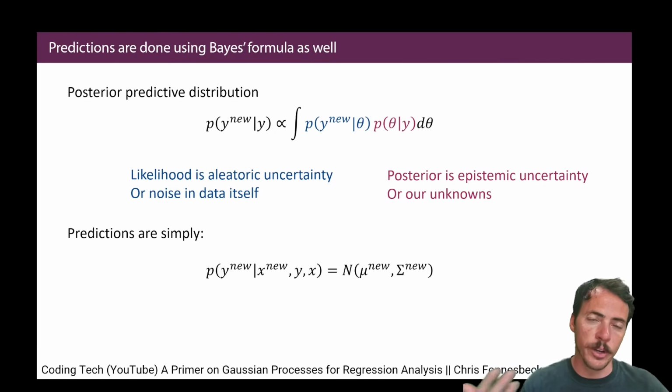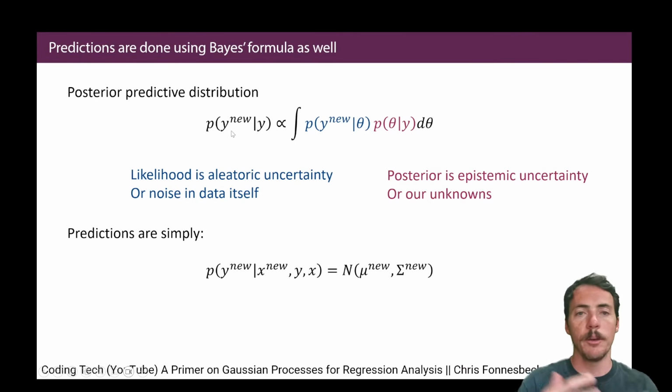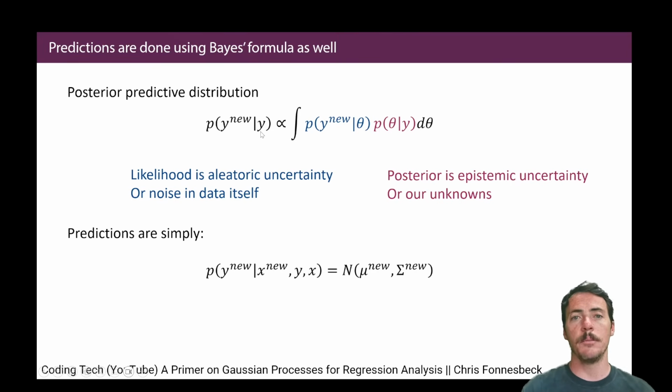When we actually go about making predictions, the posterior predicted distribution looks like this, right? So you've got some new data point that you're trying to predict, given the data points that you know, these y values. That's going to be the integral of these two terms, where the first one takes into account your aleatoric uncertainty, which is just noise in the data itself. And the second one takes into account your epistemic uncertainty, which is our unknowns, right? The prediction is simply then going to be drawing from the distributions with our new mu and our new covariance matrices that we've learned by training the model, which is pretty awesome, okay?